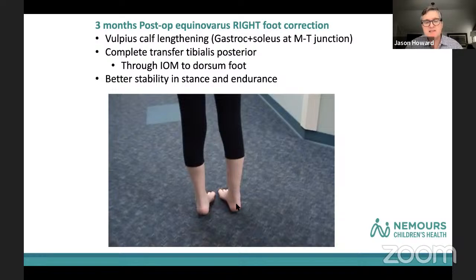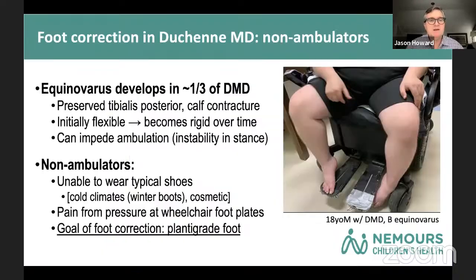Unfortunately this video didn't work, but you can see here on that right side, she's got a more neutral foot. Her tripod has been restored, and she no longer has drop foot. She's got a good augmentation of her dorsiflexion during swing phase.